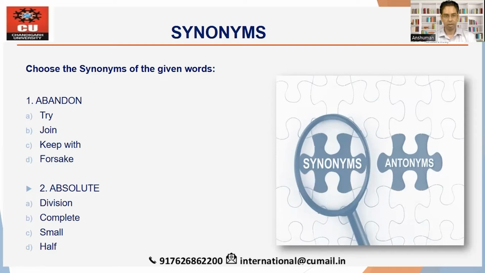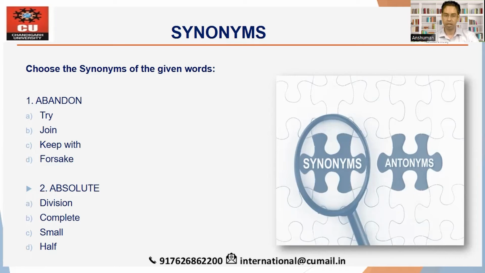Let us see what is the correct option of question number 2. The word given in question number 2 is absolute. Now, absolute itself means complete. If we know the meaning of absolute, it is very easy for us to remove the options. First option is division. When we are talking about complete, then there is no point of division. So option A is not the answer.